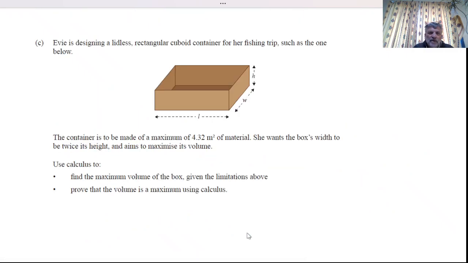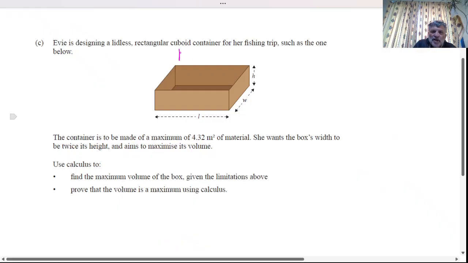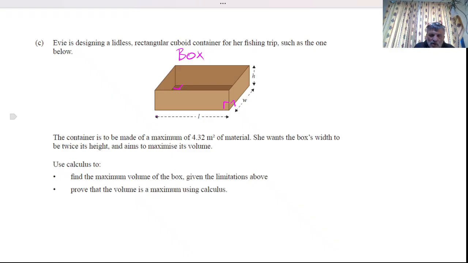Part C. Evie is designing a lidless rectangular cuboid container. Cuboid, that just means it's a box. Right angles for all of the angles all around the box. That's what a cuboid is. It's a box with square sides, square meaning at right angles. We want to find the maximum volume of the box and prove that the volume is maximum using calculus.